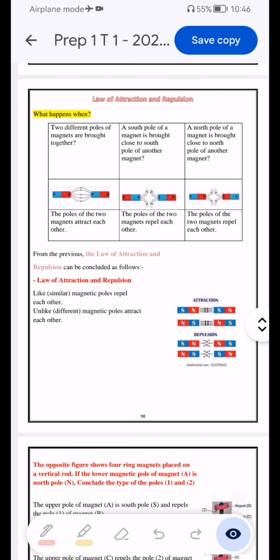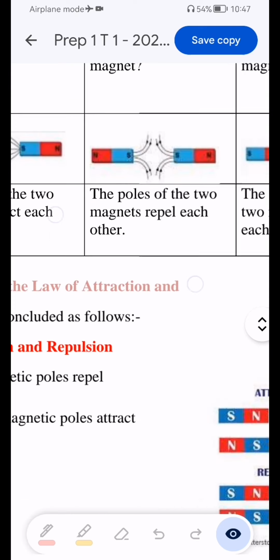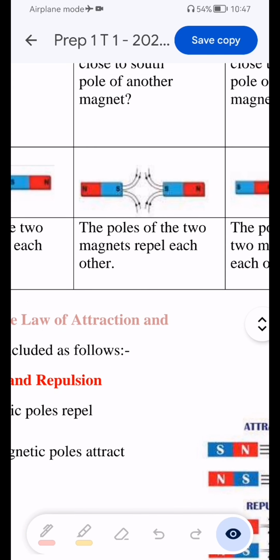Let's talk about the law of attraction and repulsion. As we know before, the same poles repel each other, but different poles attract each other. Okay? Look at this. What happens when two different poles of magnets are brought together? The poles of the two magnets attract each other. As we said, different poles attract each other. But look at this. If we have two magnets, and the poles of them are south.